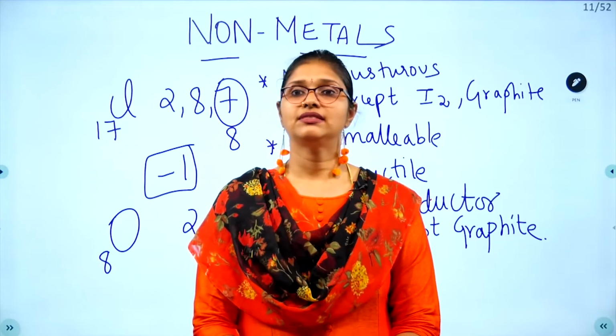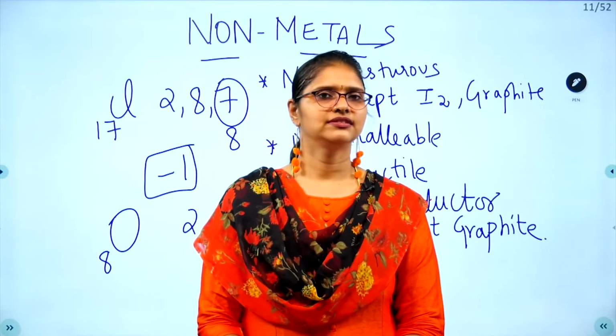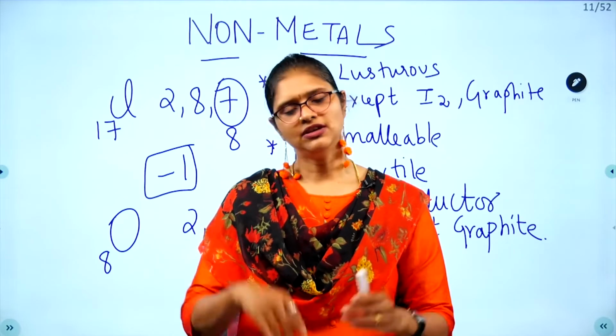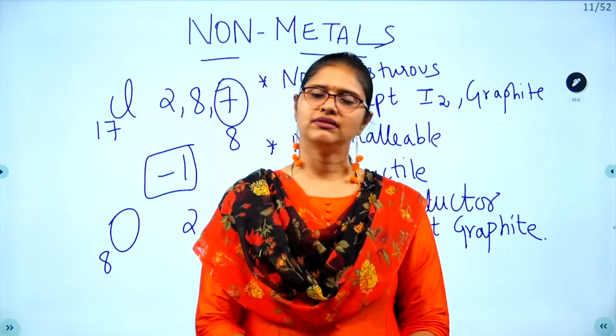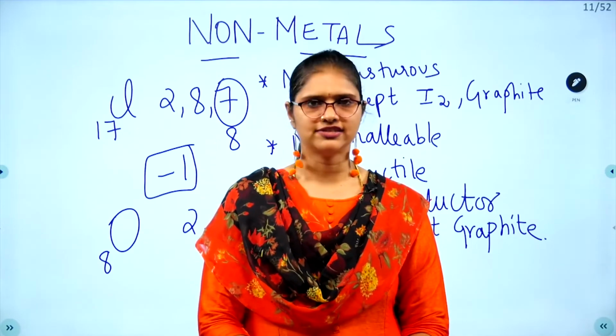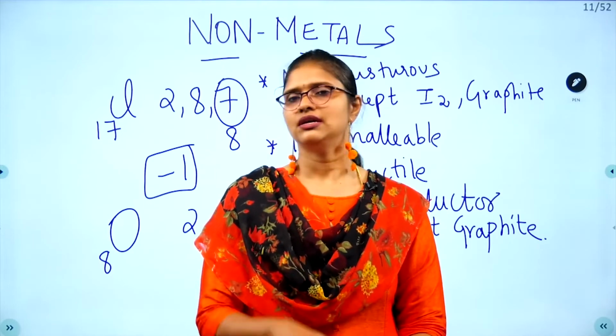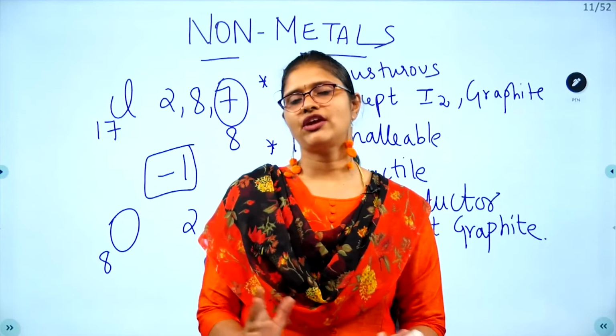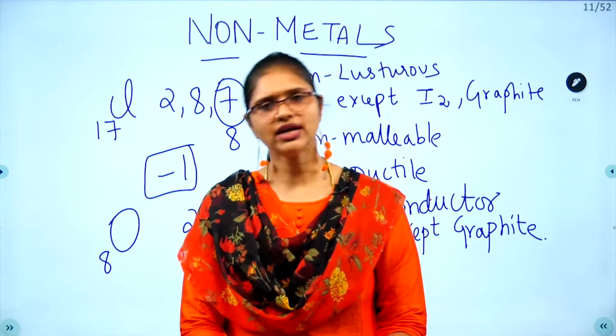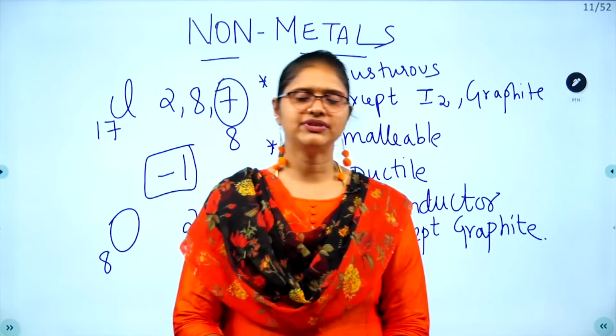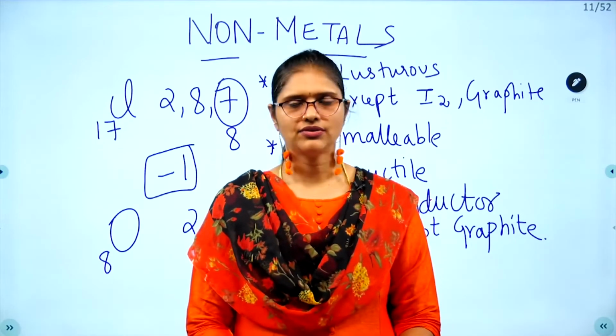They are non-sonorous. In a metal, when you hit it with a hammer, you can hear a sound, right? That's sonorous. Whereas in a non-metal, when you hit it with a hammer, it is not going to give you any sound, therefore they are non-sonorous. So now let us see the difference between metals and non-metals.